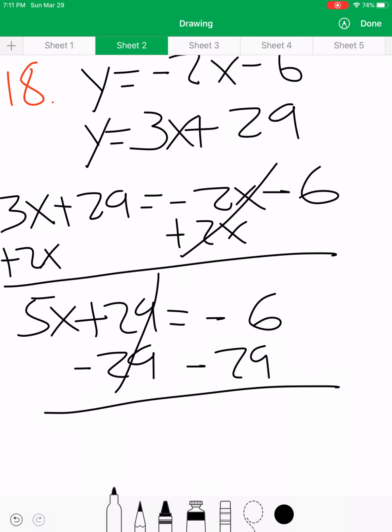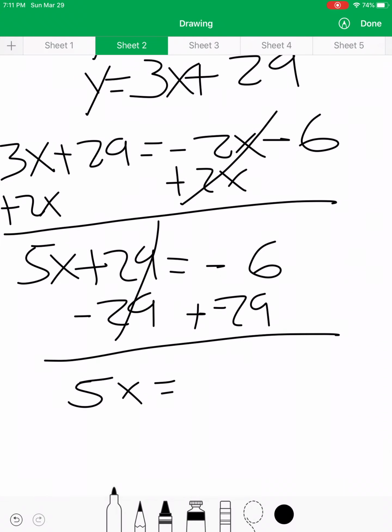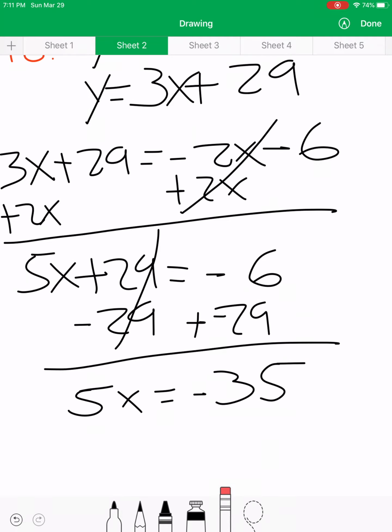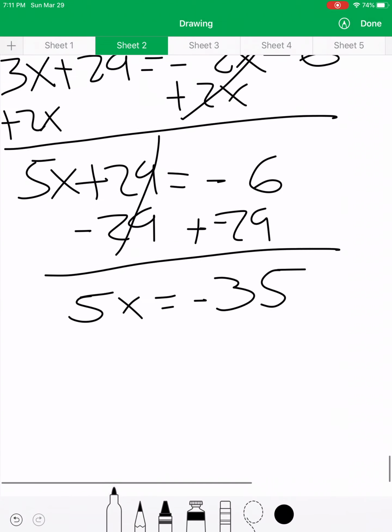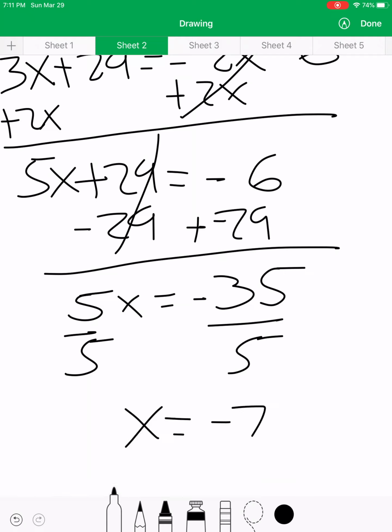Again, you have to really know your negatives. Keep, switch, change. So 5x equals negative 6 plus negative 29. Signs are the same, so we add, keep the sign. Gives me negative 35. Divide by 5, divide by 5. x therefore equals negative 7. It's negative because you have one negative, an odd amount of negatives, negative answer.